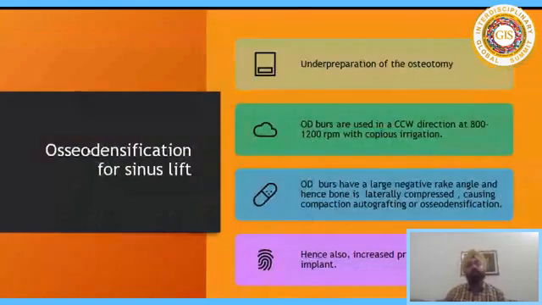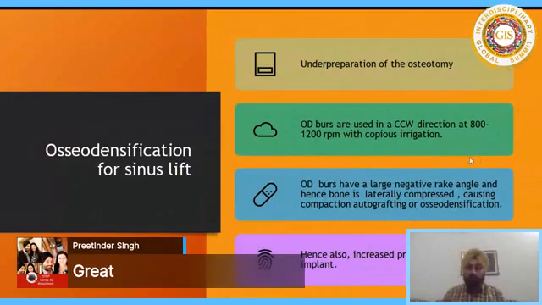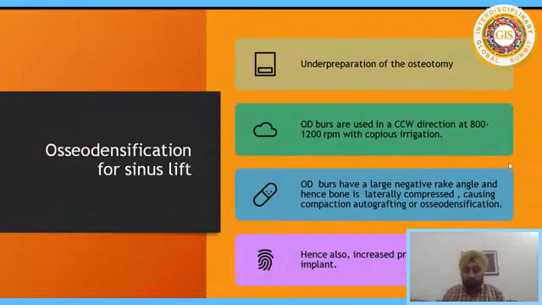Osseodensification can also be used for sinus lift. What do we do here? We underprepare the osteotomy always because the bone is D3 to D4. Again, osseodensification burrs are used in a counterclockwise direction with copious irrigation at 800 to 1200 rpm. Osseodensification burrs have a large negative rake angle, hence the bone is laterally compressed with the least chatter, no chatter at all, causing compaction autografting or osseodensification, and hence it increases the primary stability of the implant.